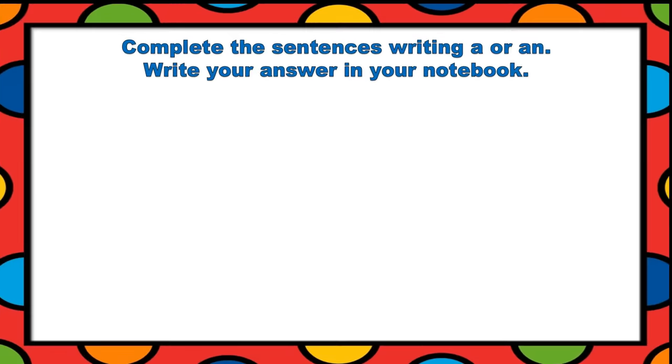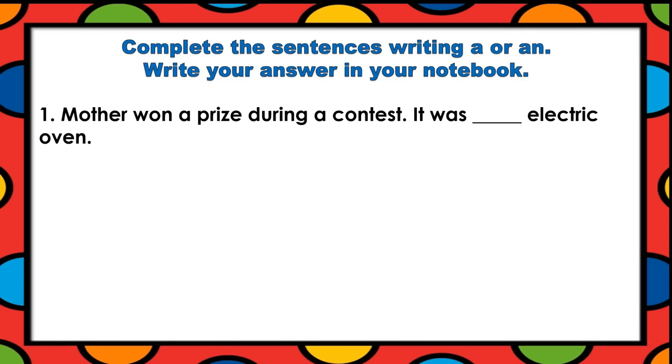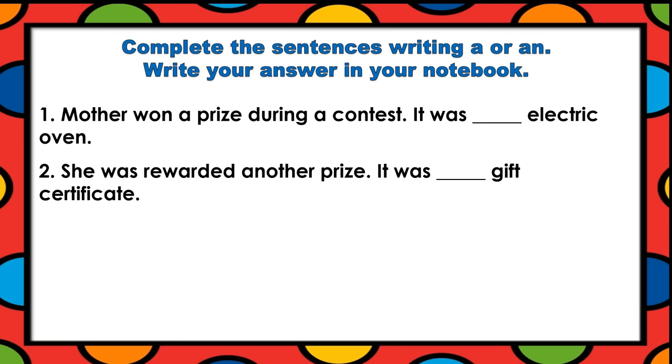Complete the sentences writing a or an. Write your answer in your notebook. Number 1. Mother won a prize during a contest. It was blank electric oven. Number 2. She was rewarded another prize. It was blank gift certificate.